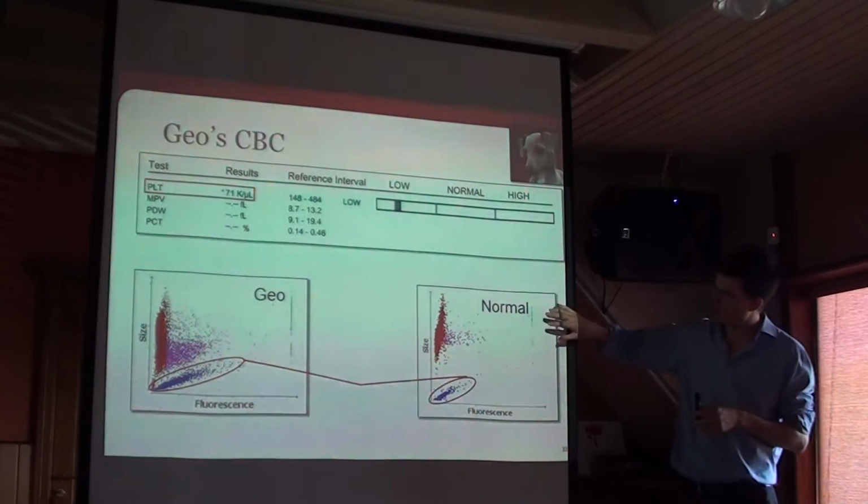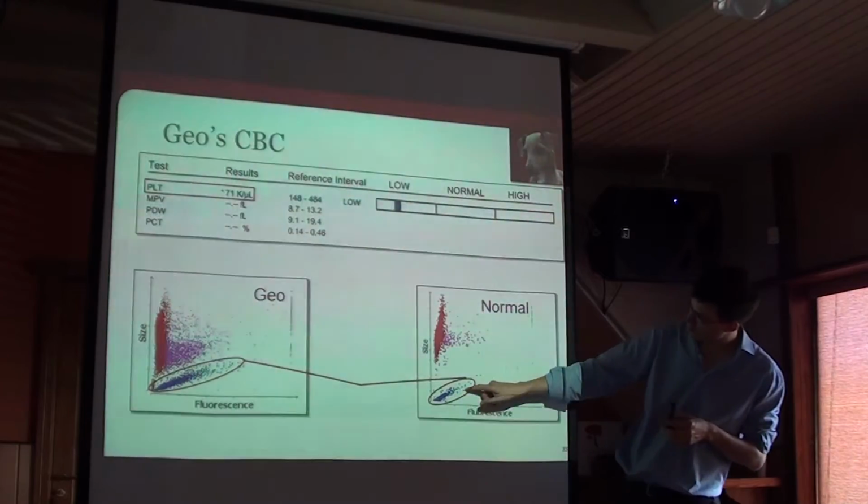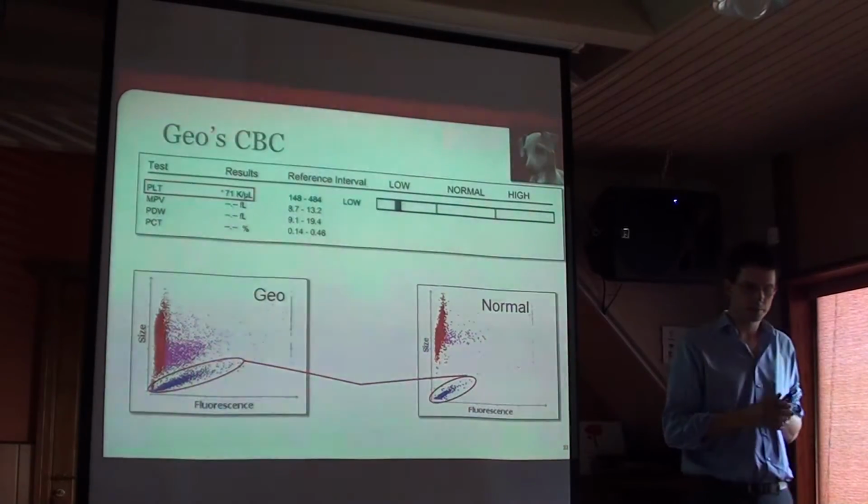So here we have our normal patient, and this is a normal density of platelets.